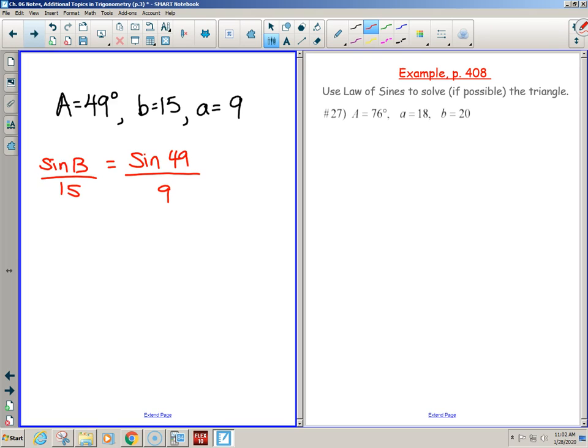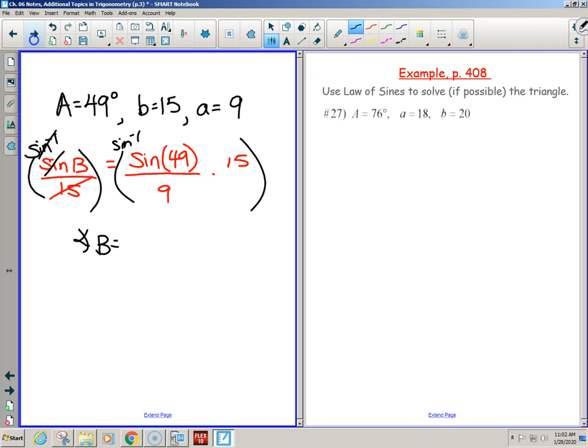What did you guys do with that 15? Multiply it to the other side. Make sure you're ending your sine around 49, or else it's going to be a little bit funny. But you still have to get rid of the sine, so what are you doing to both sides? Yeah, inverse sine, good. Good terminology too. So your angle B was equal to, make it all nice, neat, and pretty, sine inverse of 15 sine of 49 all over 9.